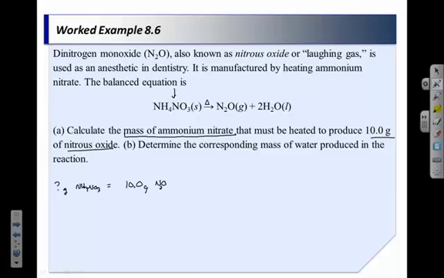Again, I have information about one substance. I want information about a different substance. No matter what, I'm going to have to convert to moles, whether I'm starting with grams or liters or whatever volume I start with. I have to convert to moles to relate one substance to another substance. So to convert to moles first, grams of N2O to moles of N2O, I need the periodic table. So I take 2 nitrogen, 2 times 14.007, plus 1 oxygen, 15.999. That's going to give me 44.01 grams per mole.